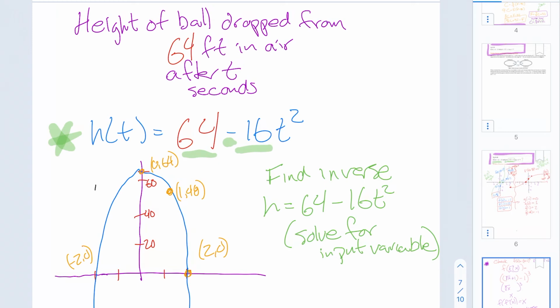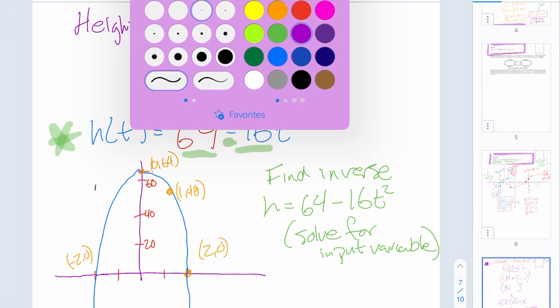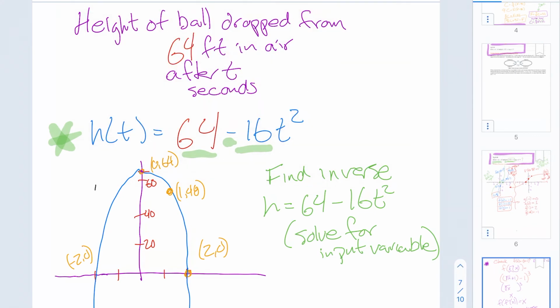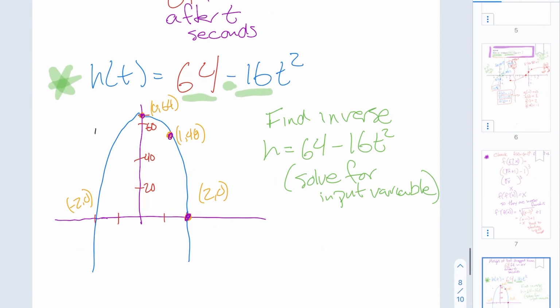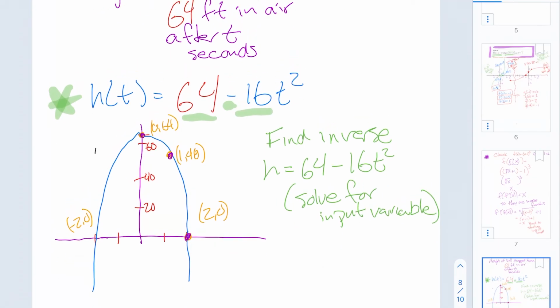And we end up with this blue parabola shown. And I've plotted some points on there. It's up at the top at 64, and then as the ball falls, after 1 second, it's at 48 feet, and after 2 seconds, it's landed on the ground. Okay? So what would an inverse function mean in that case?